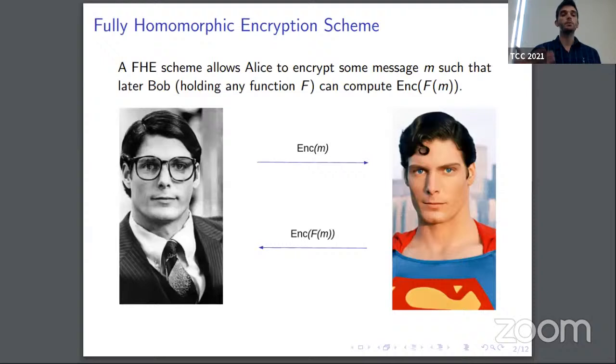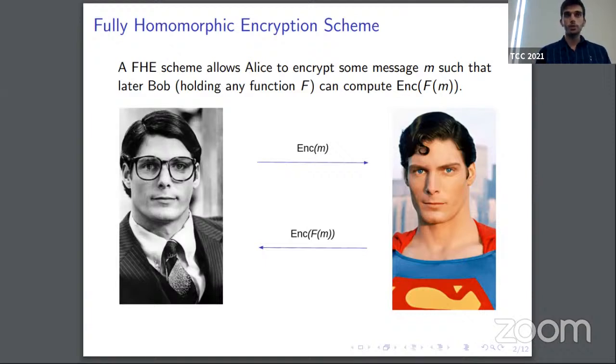Okay, to begin with, I'm going to define fully homomorphic encryption, or an FHE scheme. What it basically is, it's an encryption scheme where if we have Alice and Bob, Alice can send an encrypted message such that later Bob can compute the encryption of f of m for an arbitrary function f. So basically, Bob can perform computations under encryption.